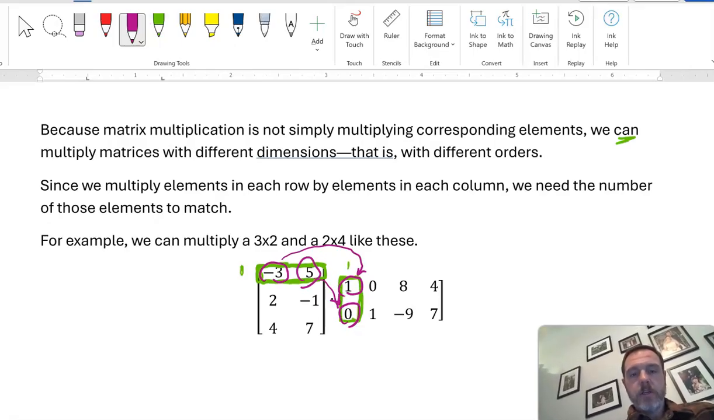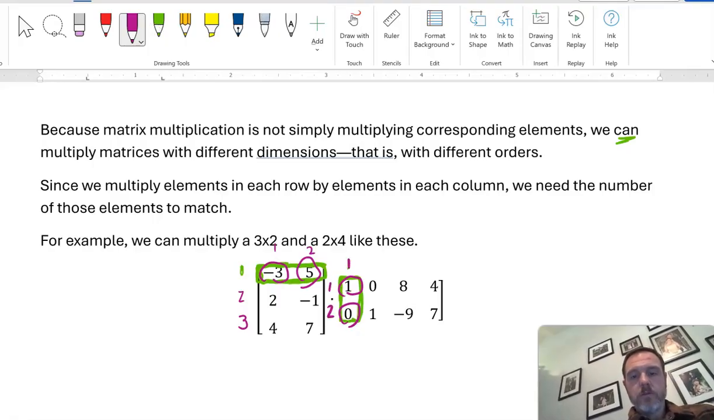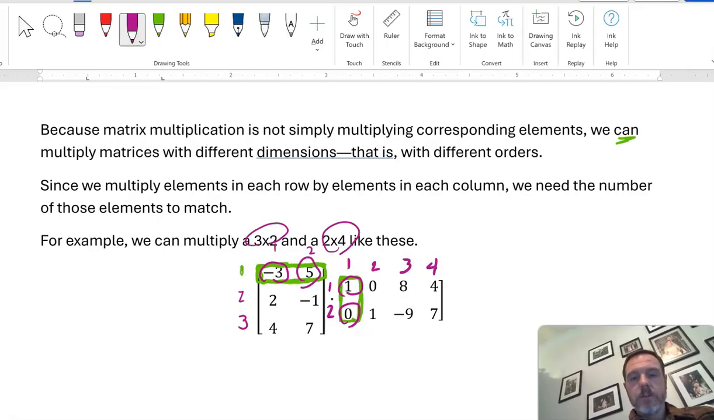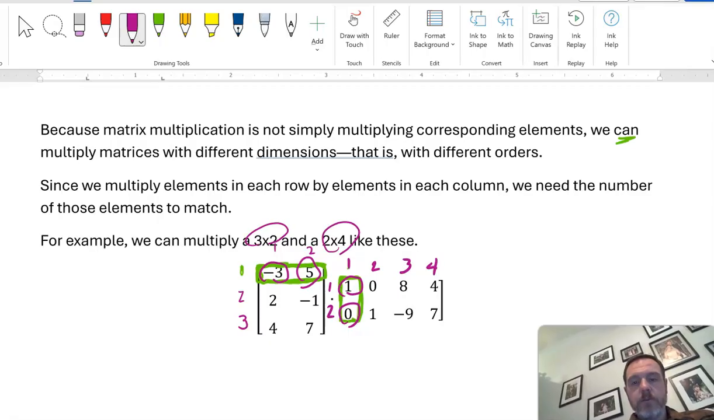So notice how this first one is a 3 by 2, and the second one is a 2 by 4. And yet I would be able to multiply those because I have two elements in each row and two elements in each column, and they would match, and I would work that out.